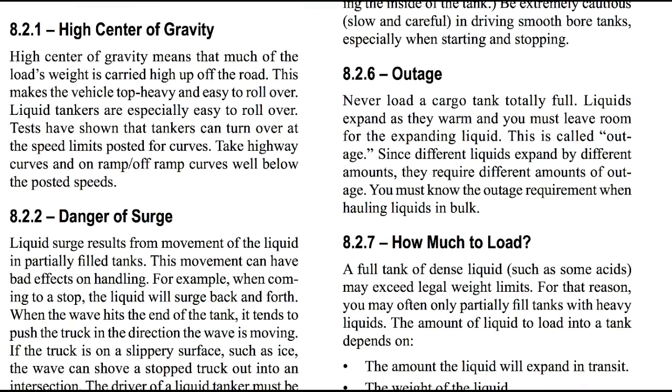Let's talk about the high center of gravity. High center of gravity means that much of the load's weight is carried high up off the road. This makes the vehicle top-heavy and easy to roll over. Liquid tankers are especially easy to roll over. Tests have shown that tankers can turn over at the speed limits posted for curves. So take highway curves, often on-ramp curves, below the posted speed limit.